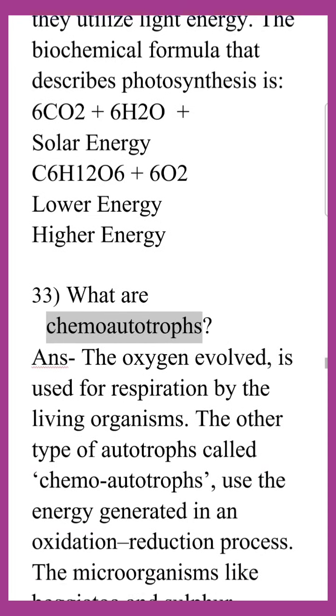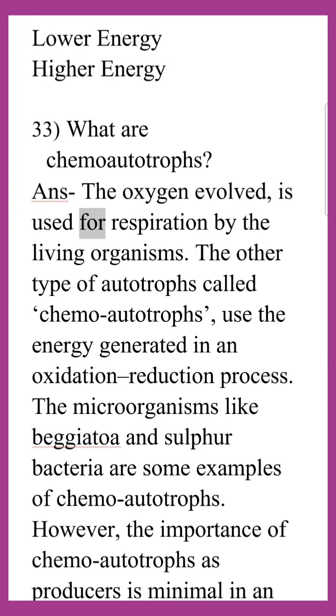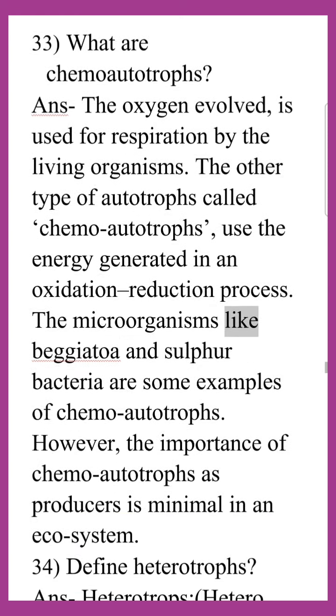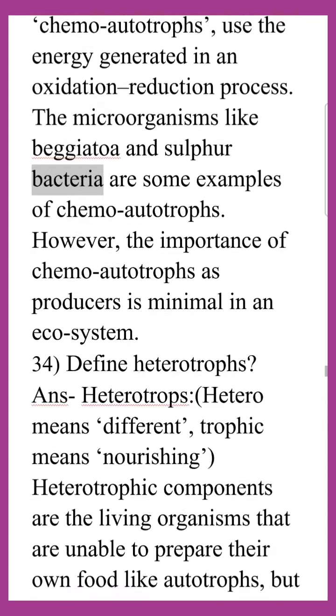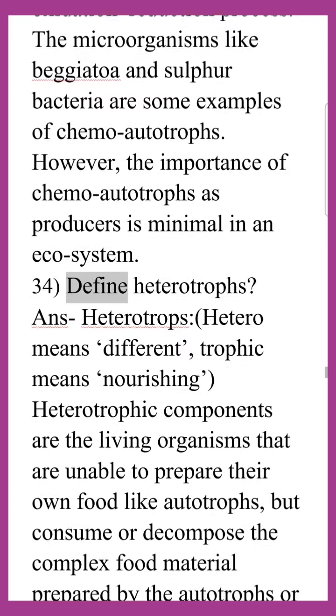What are chemoautotrophs? Once the oxygen evolved is used for respiration by the living organisms. The other type of autotrophs called chemoautotrophs use the energy generated in an oxidation-reduction process. The microorganisms like Beggiatoa and sulfur bacteria are some examples of chemoautotrophs. However, the importance of chemoautotrophs as producers is minimal in an ecosystem.